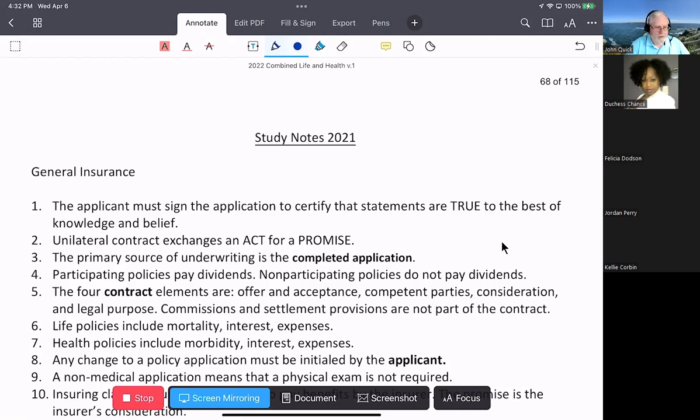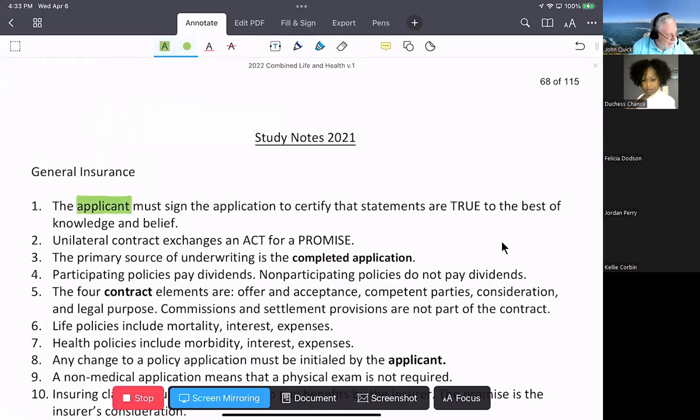All right, so here we are. We're going to study the study notes for the life portion of the class. So if you have your book, it's on page 68. And the first couple of pages deal with general insurance. So for example, why does the applicant have to sign the application?